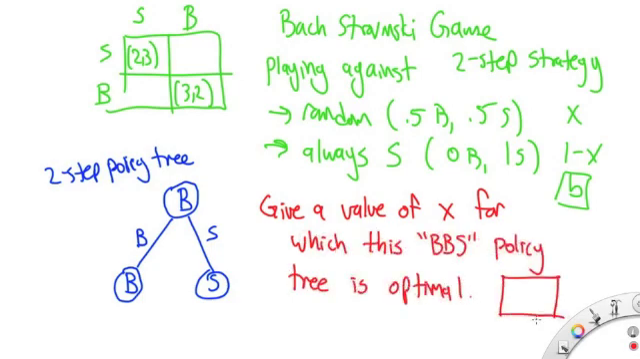So now the question is, this policy tree, which we'll call BBS, because there's three different slots for actions, and we filled the first one with B, the second one with B, and the third one with S. So I'd like you to give a value of X for which this policy tree is actually the optimal policy tree to take. There's going to be, it turns out, several different possible policy trees that are optimal for different values of X. But this one is optimal for some range of values, and I want you to give one of the values from that range.